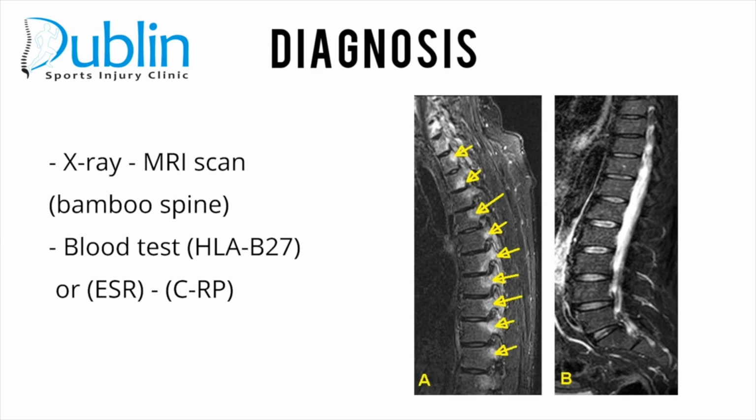X-ray, MRI scan, and blood tests are simple diagnostic tools for this condition. In an X-ray or MRI scan, patients will commonly be seen with the bamboo spine, and when they do the blood test, they look for specific genes such as HLA-B27. There are some other genes that could possibly exist in people with ankylosing spondylitis.